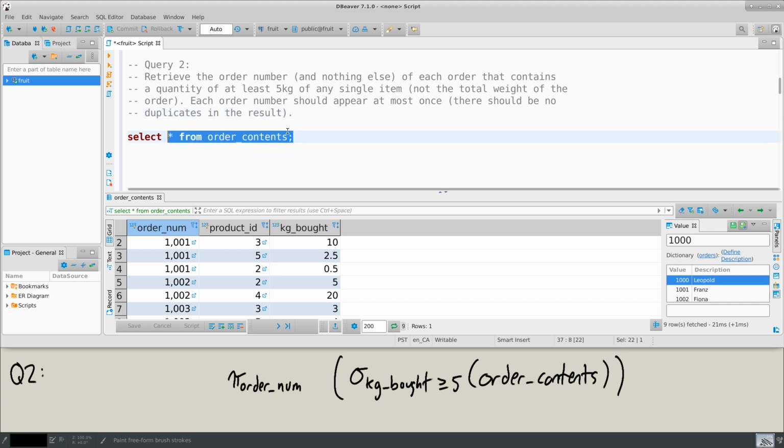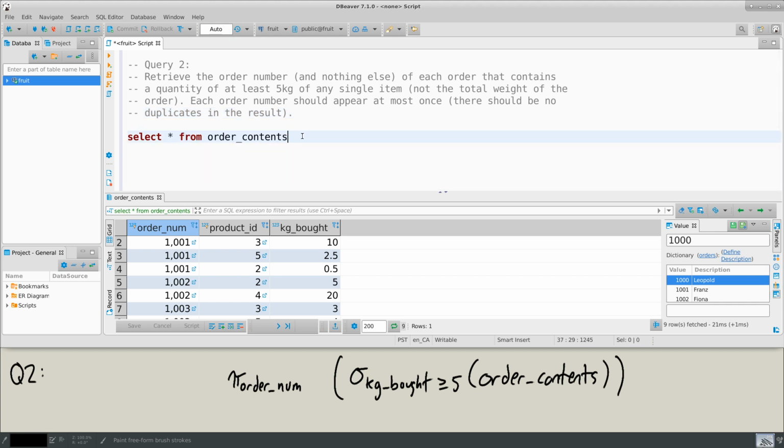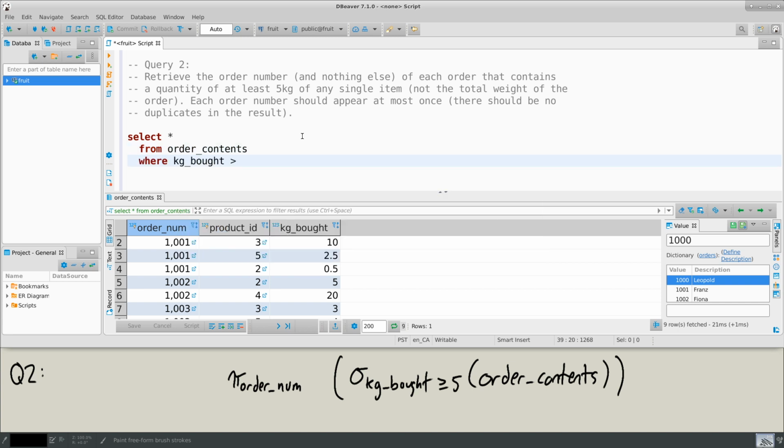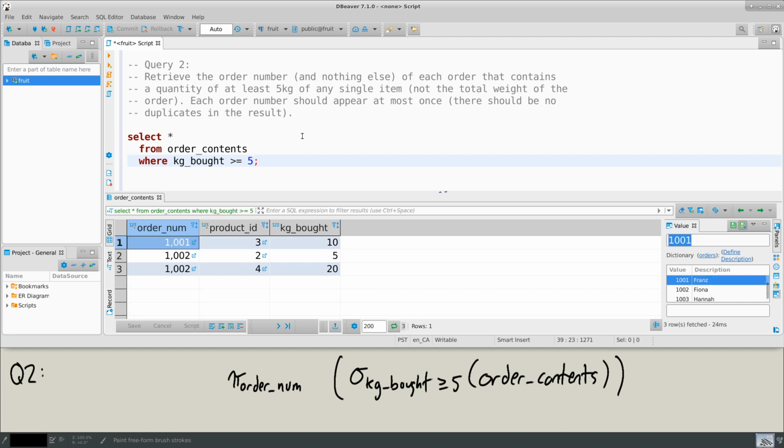So I'm going to start, okay, select star from order contents. So I think, maybe I'll do some housekeeping here. We'll put that on its own line. I think what I want to do is I want to just keep the cases where the number of kilograms bought is greater than or equal to 5. So I'll run that. I mean, I'm not done yet, but I'll run that.